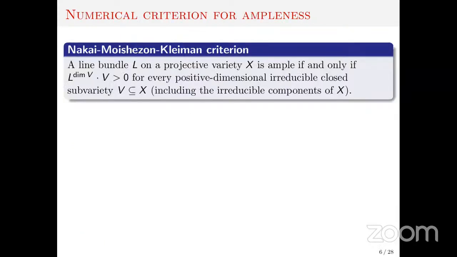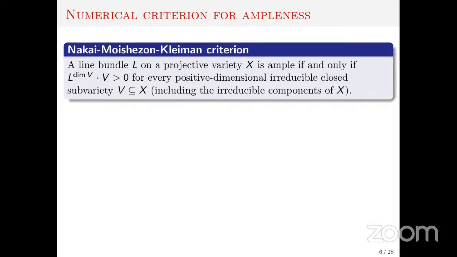Okay, so there are some criteria for ampleness. One is due to Grothendieck, and there are some cohomological criteria due to Serre for ampleness. But for this talk, we are mainly interested in numerical criteria for ampleness. One such is given by Nakai, Moishezon, and Kleiman.